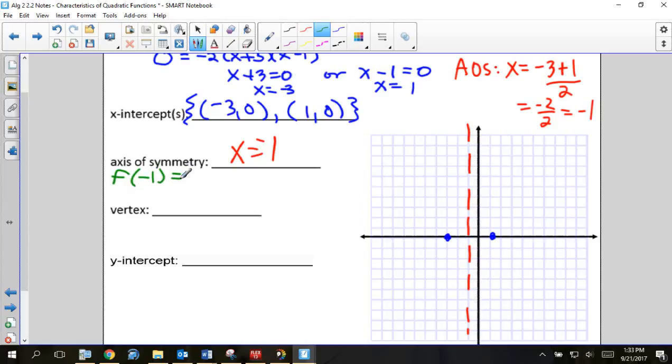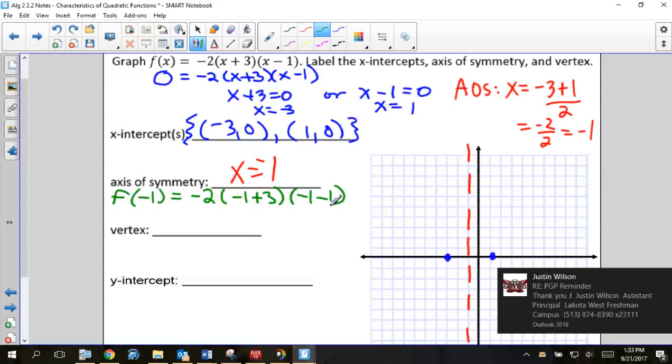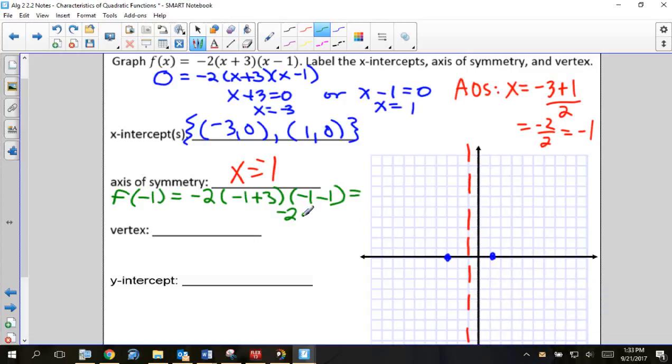We're going to plug it in the equation every time you see an x. So this will be another thing I'd probably write off to the side where you guys have room, but I don't really have room. So the equation is -2, parentheses, there's an x, so I'm going to plug in -1 plus 3, and then there's another x, -1 minus 1. And then we just have to find that answer. Just be careful with your math. We get -2 multiplied by 2 multiplied by -2. So that's -2 times 2 times -2.